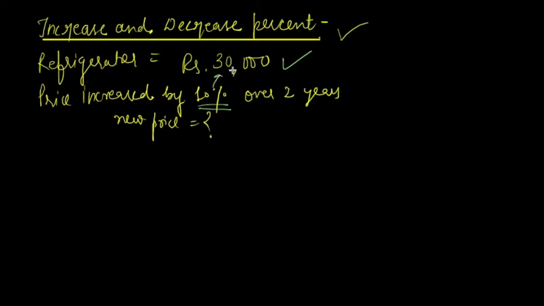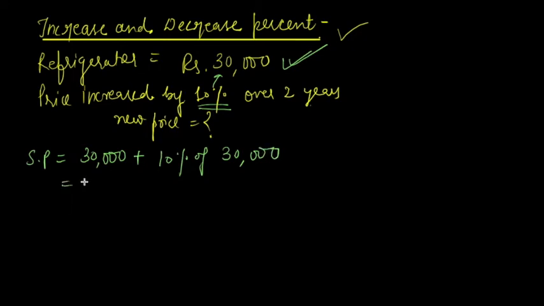10% of 30,000 will give you the increment, and if you add it to the old value, you will get the new price. So what will be my equation? The selling price will be how much? 30,000, which was the old price, and over the 2 years the 10% increment is there. So I will add 10% of 30,000 to it, right? This will be the new selling price now. So if you solve it, how much is it going to be?